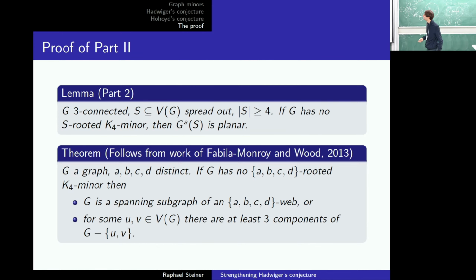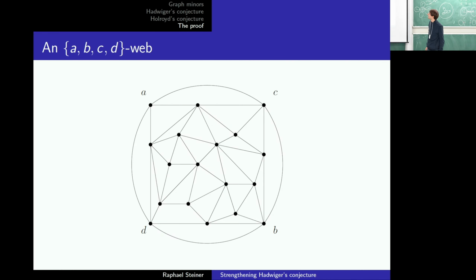You have to believe me. Okay. Now this is an ABCD web. Not quite, but almost. So let's first define this basic structure. You have A, B, C, and D on the outer face in some permuted order, as you can see. Doesn't matter which permutation.